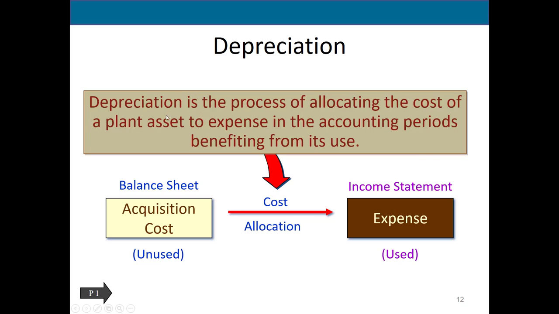So when we first purchase property, plant, and equipment, we put it on the balance sheet. And then when we allocate that cost out, we move a piece of that cost over to the income statement. So it devalues here on the balance sheet, and it goes on the income statement as an expense as it gets used up.